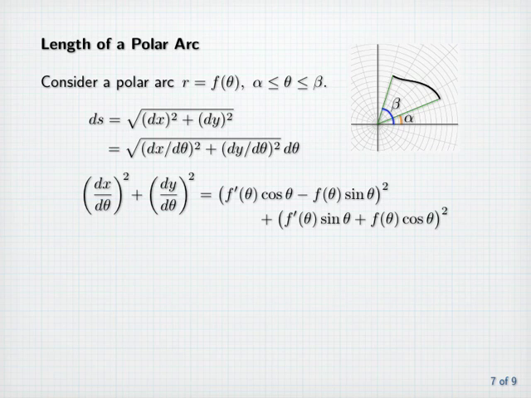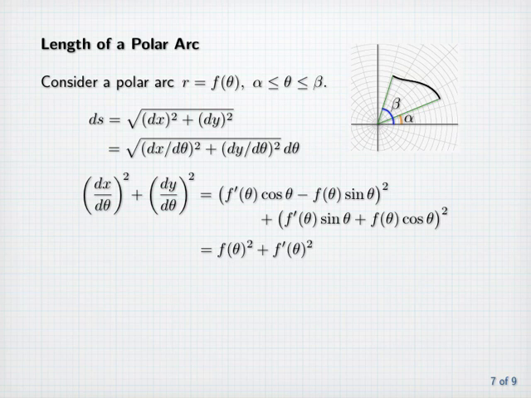Now when we expand these products, there will be an f of theta squared times sine squared theta term, as well as an f of theta squared times cosine squared theta term, the sum of which is just f of theta squared. There will also be an f prime of theta squared times sine squared theta term, as well as an f prime of theta squared cosine squared theta term, the sum of which is f prime of theta squared. The other two terms are plus and minus f of theta times f prime of theta times cosine theta sine theta, which sum up to 0.